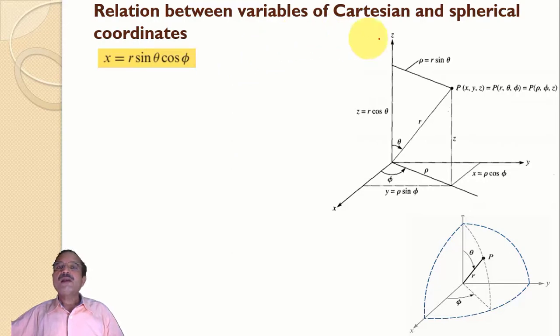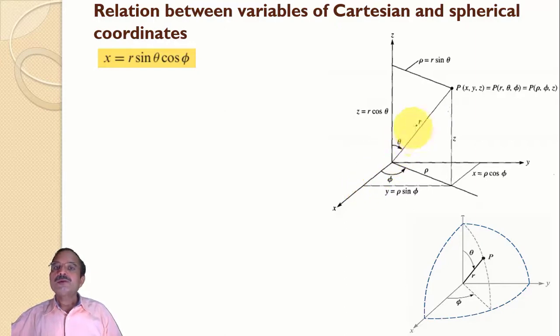Now, the relation between Cartesian and spherical coordinates. The Cartesian coordinates are x, y, z. These are the Cartesian coordinates, and the spherical coordinates are r, the radius r, angle phi and angle theta. Now if I want to find x in terms of r, theta, phi, let us take the projection of r on the x axis.